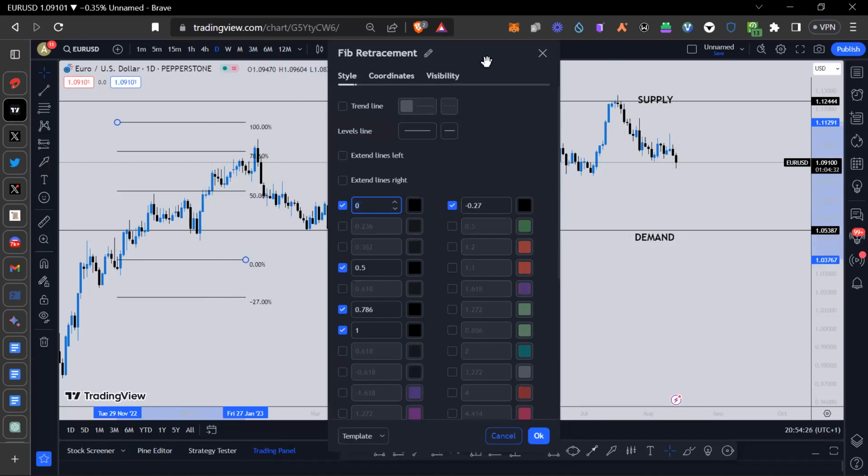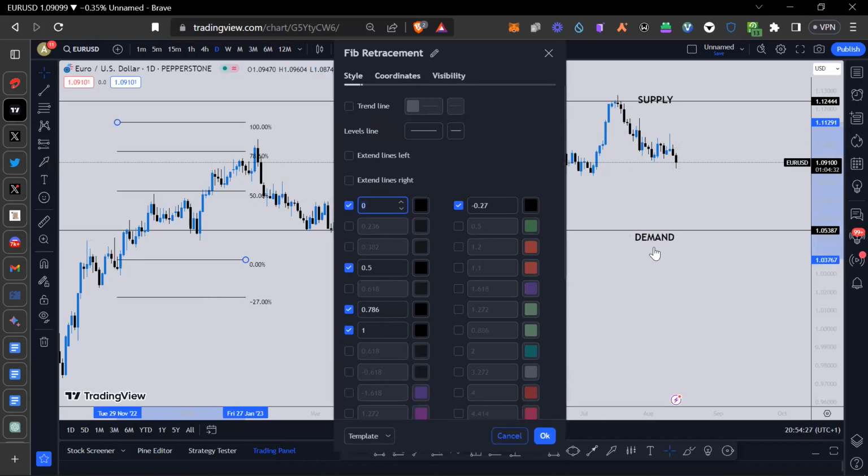Or you take a snapshot of this template here. So this is how you're going to set it. Once you go to your Fibonacci, you highlight, you select this particular one, turn off all the colors, make it just clean and nice, like I did mine. So the first one will be zero. You tick the box, then you tick 0.5, you tick 0.7861 and minus 0.27. That's all you need.